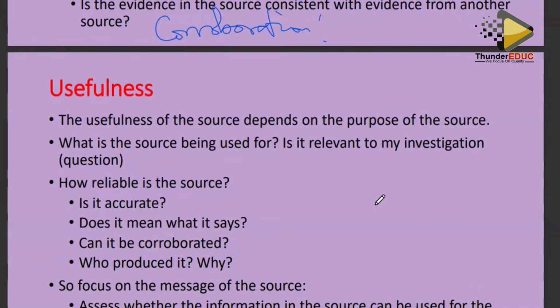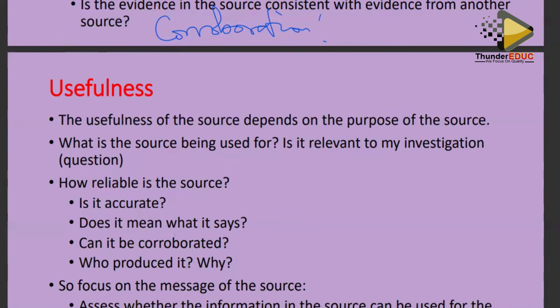Usefulness, we are looking at what subject matter do we get in that particular source, and is it relevant to an investigation? We want to know about the tensions during the Cold War. Is it giving us enough information, or is it giving us anything tangible for us to substantiate it as a useful source? That is what we are looking for.